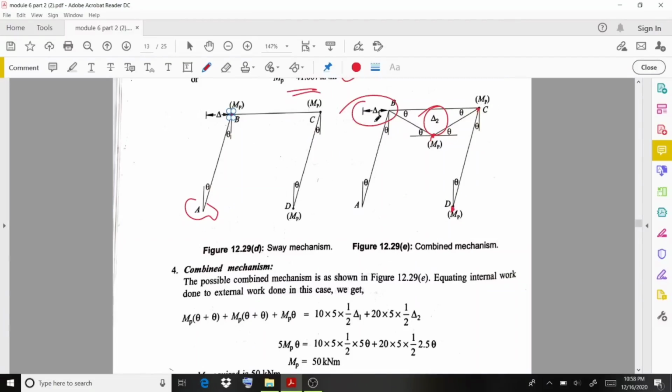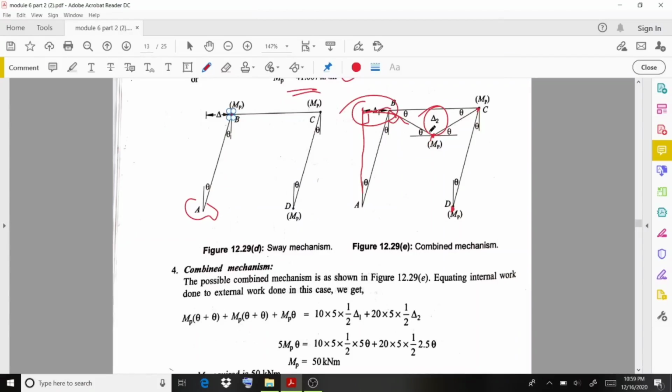I already mentioned why it is not forming at this support. Since, if you consider it in this way, after rotation also, this position is going to be the same. In the previous lecture we already mentioned that.